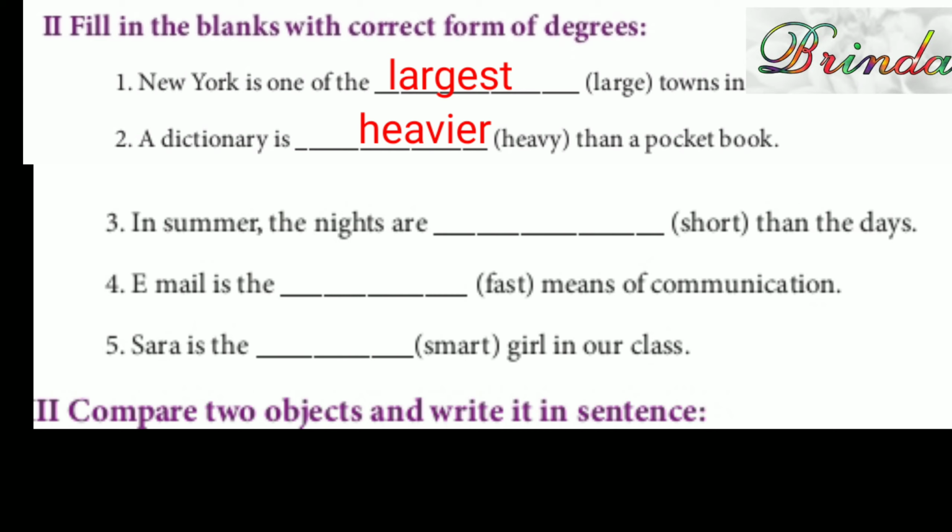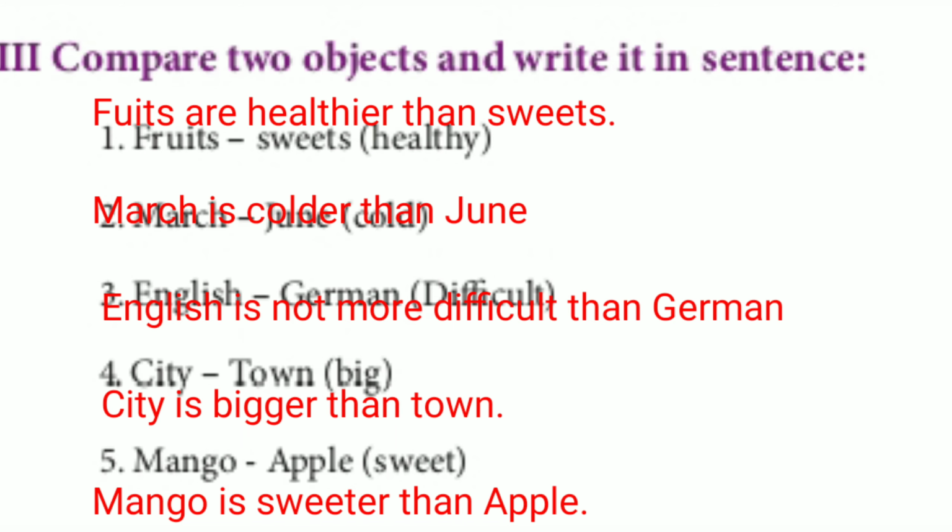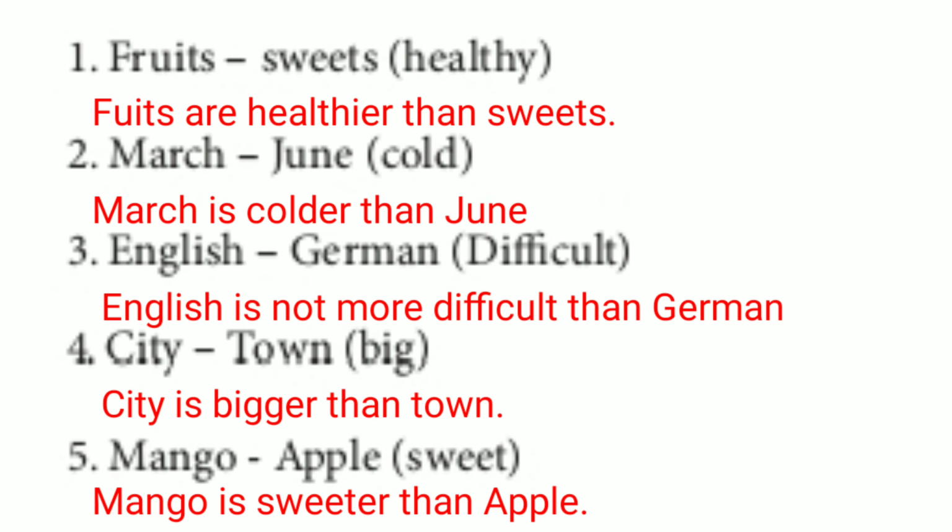Fifth one, Sarah is the dash girl in our class. The bracket word is smart. So before that you have the word the. So the smartest girl in the class. Third Roman number, children, compare the two objects and write it in this sentence. Fruits, sweets, healthy. So how can we write this? Fruits are healthier than sweets.